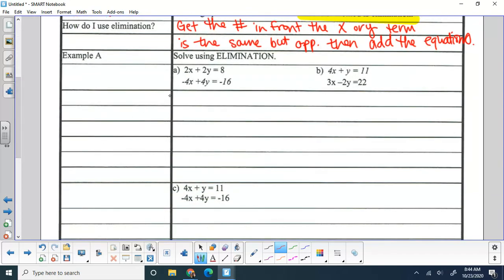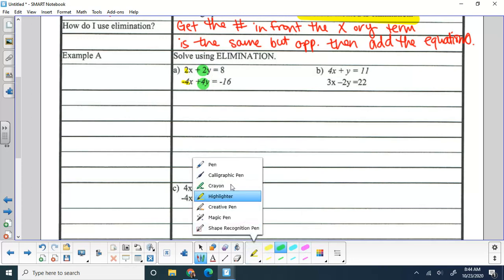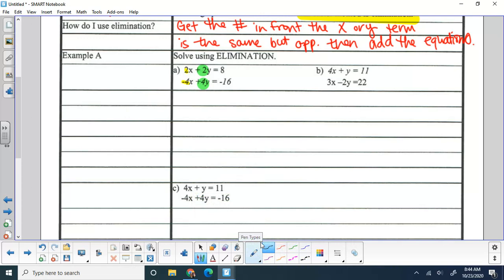So in this first problem, I'm going to take a look at the coefficients in front of the x and the y terms. The coefficients in front of x are 2 and negative 4. The coefficients in front of the y term are 2 and 4. Now, I like in this problem to work with the term in front of the x because they're already opposite signs. Notice the top one is positive and the bottom one is negative. But they're not the same number. But I know that 2 times 2 is 4. So what I'm going to do is multiply the entire top equation by 2.